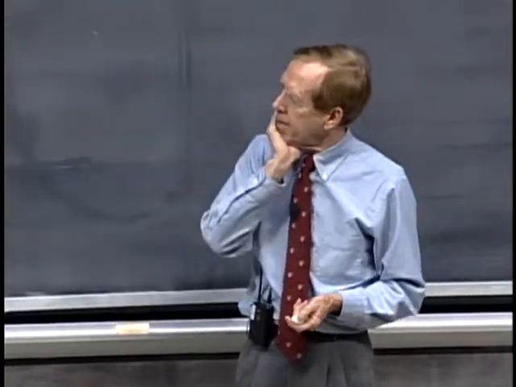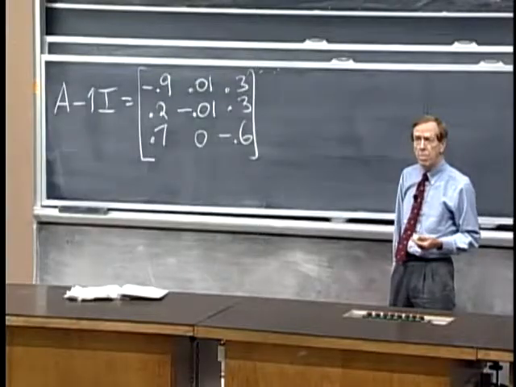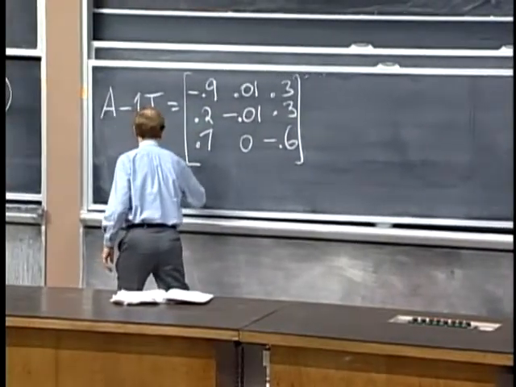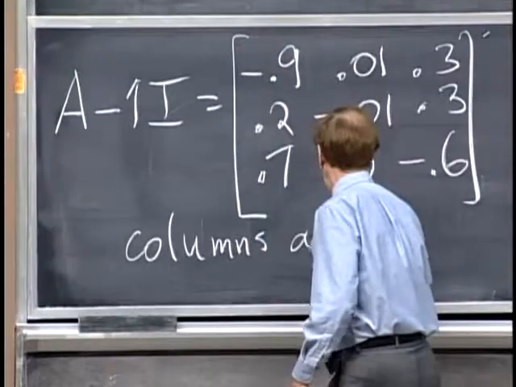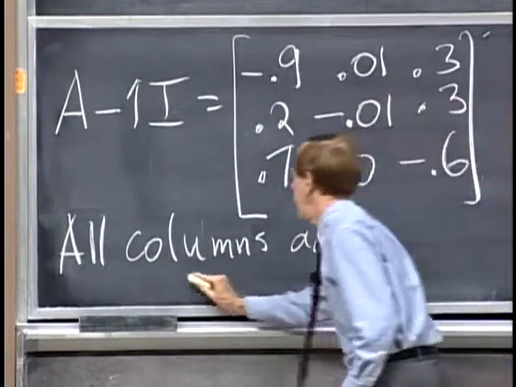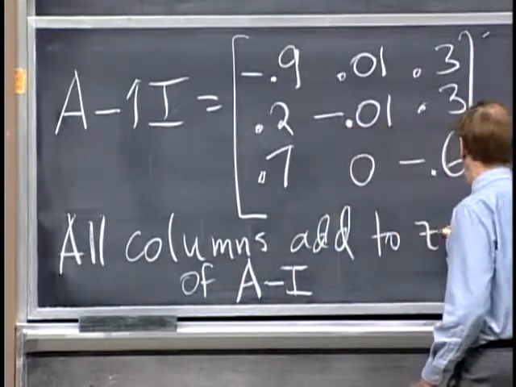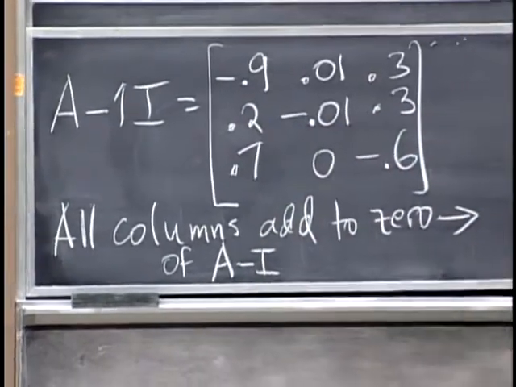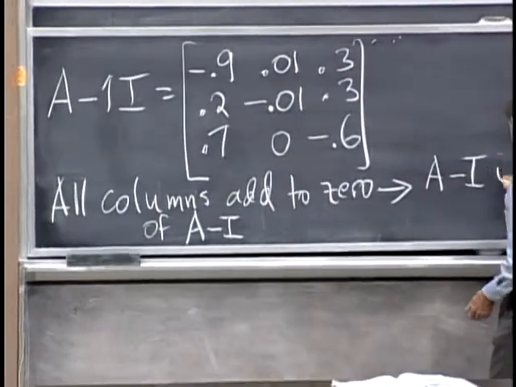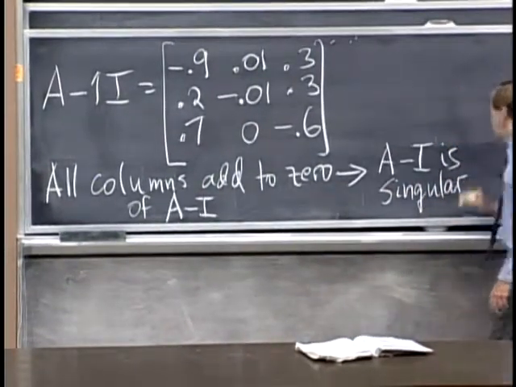So what is it about that matrix? Well, I guess you could look at its columns now. What do they add up to? 0. The columns add to 0. So all columns of A minus I add to 0. And then I want to realize that this means A minus I is singular.